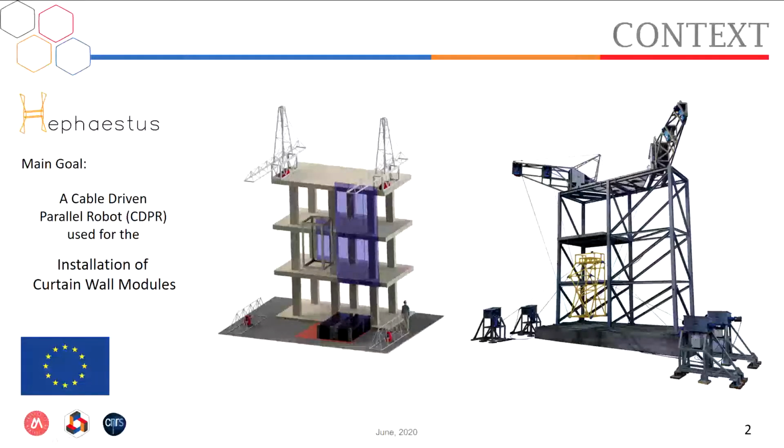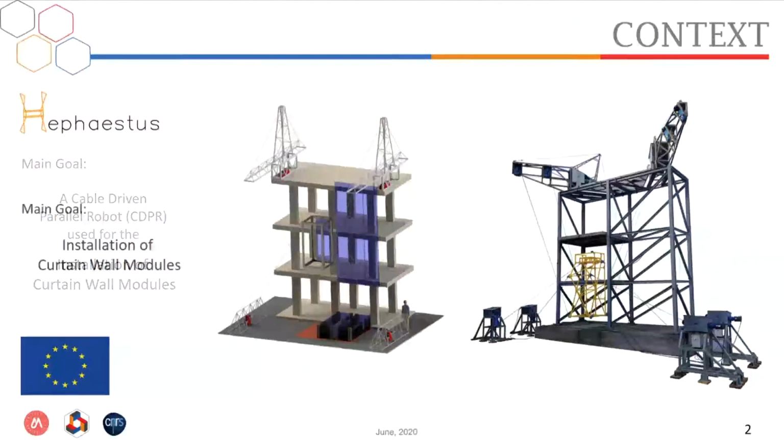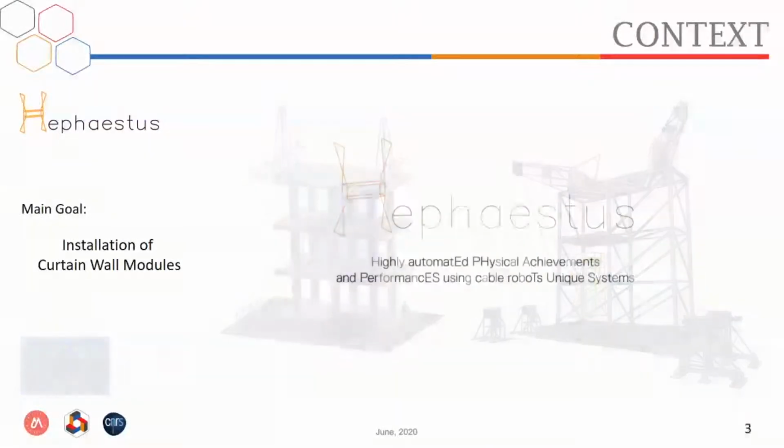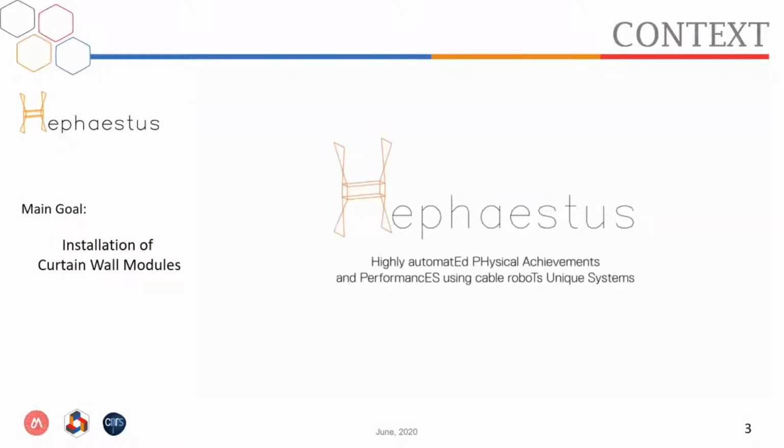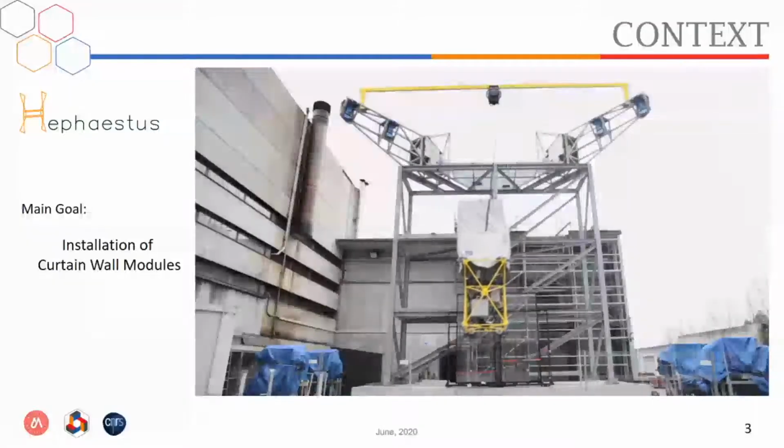As you can see in this figure on the left, we depict a CAD view of the CDPR that is responsible to take the curtain wall modules on the ground and install them on the building facade. On the figure on the right, you may see the constructed prototype. In order to better illustrate the elements of the project Hephaestus, I would like to share with you this video.